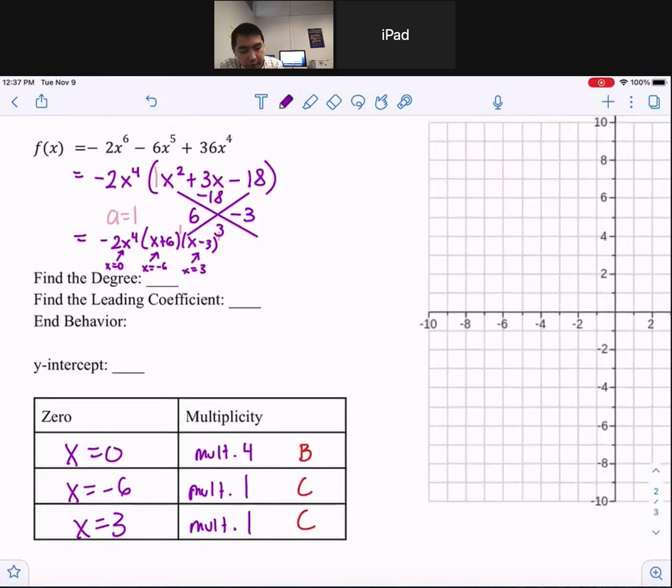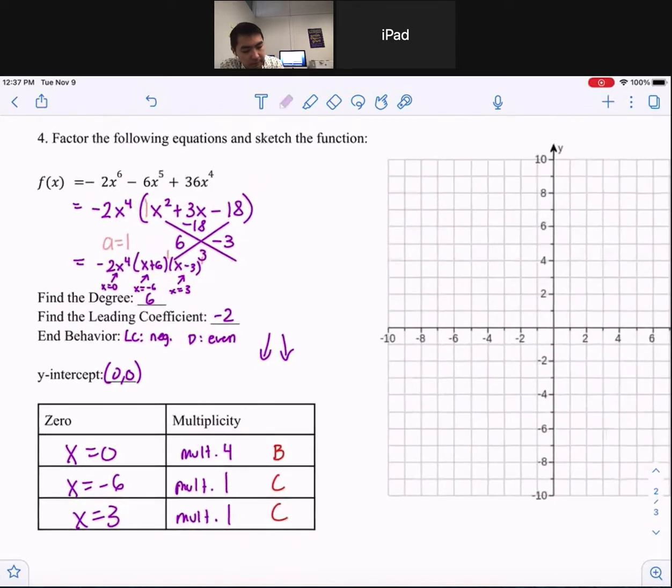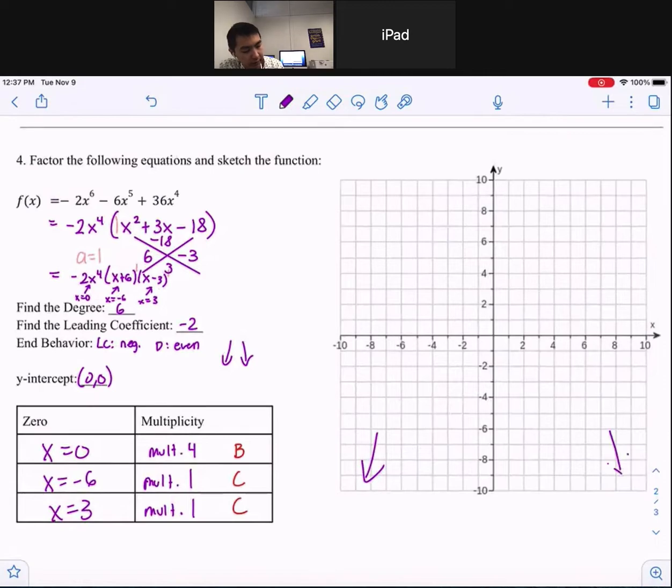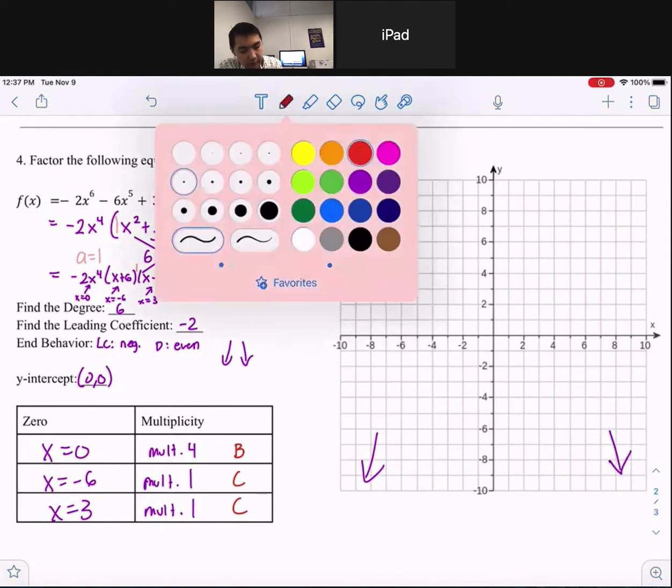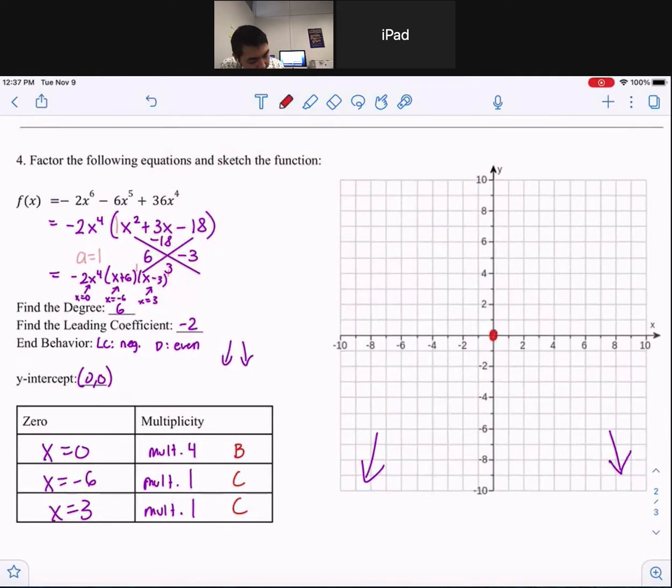Find the degree. The highest degree from standard form is 6. The leading coefficient is -2. It is a negative leading coefficient with an even degree, so it's down, down. The y-intercept is still 0, 0. So let's plot everything. Zeros: x equals 0, x equals -6, and x equals 3.